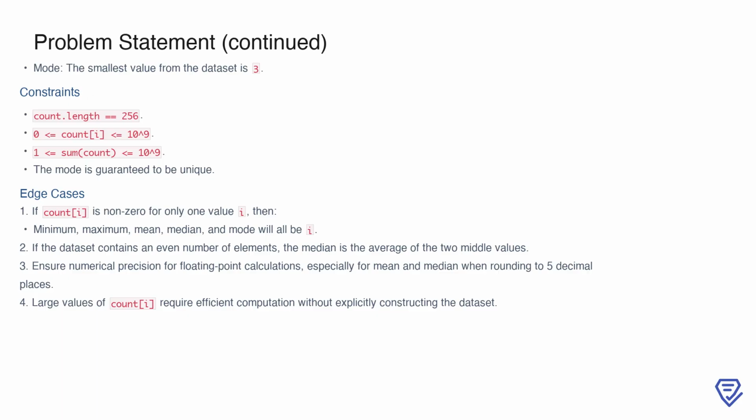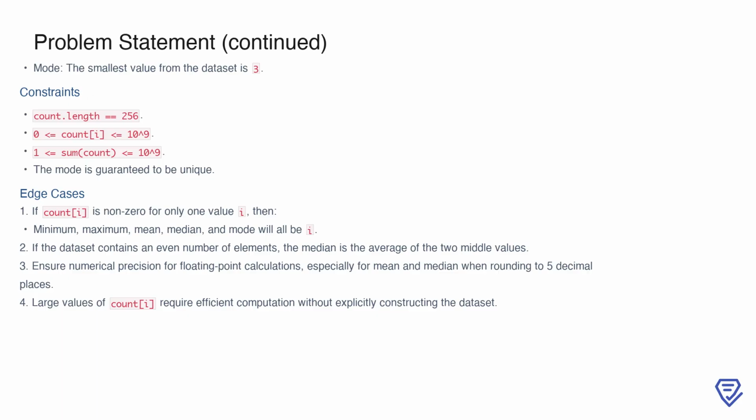Since there are only two elements, the median is the average of the two values, which is also (3 plus 6) / 2 equals 4.5. For the mode, since both numbers appear only once, we return the smallest one, which is 3. The output for this example is 3, 6, 4.50000, 4.50000, 3.